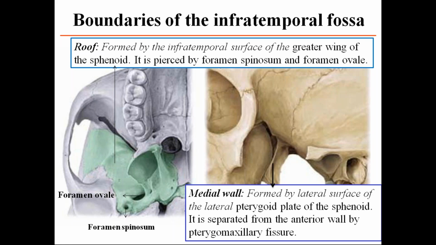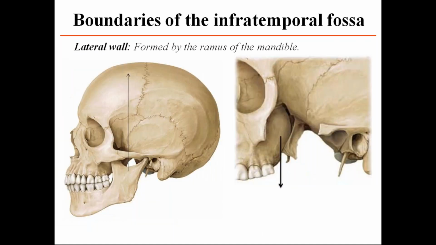The floor is open. The medial wall, if you see the medial wall here, is formed by the lateral surface of the lateral pterygoid plate of the sphenoid bone. Okay, so it is separated from the anterior wall by a fissure. This fissure is called the pterygomaxillary fissure. The fossa inside is called the pterygopalatine fossa. Okay, now I think you are clear about the roof, floor, and the medial wall. So next we'll see about the lateral wall.